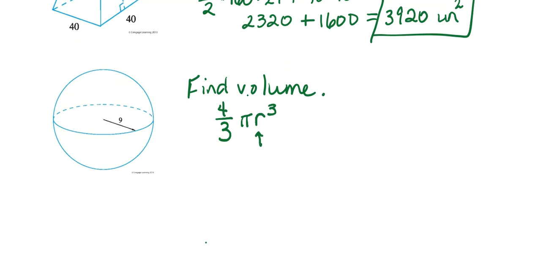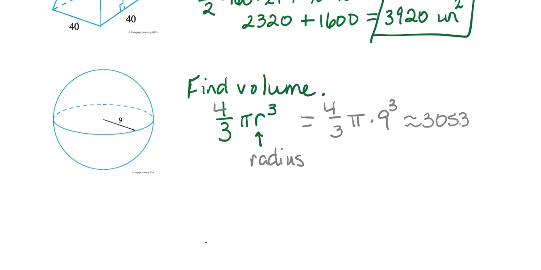R is the radius. It's 4/3. Forgot the 4 there. 4/3 pi times r is 9 and it's cubed. Again, make sure you use the pi button. It is approximately 3053.6. I'm doing volume. I'm filling the ball. So this time it is units cubed. All of the volumes will always be cubed. All of the areas will always be squared.